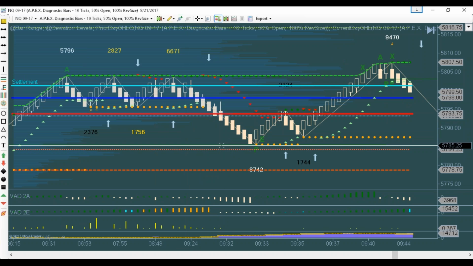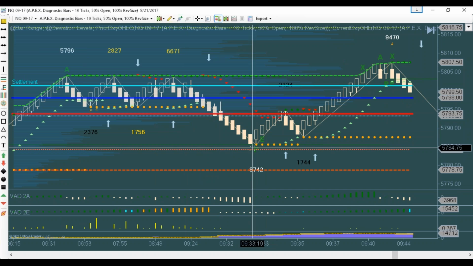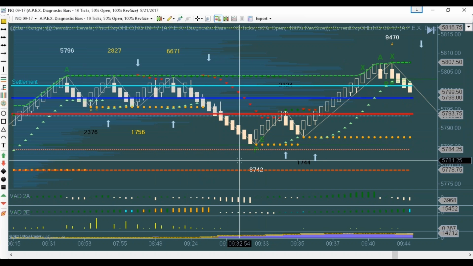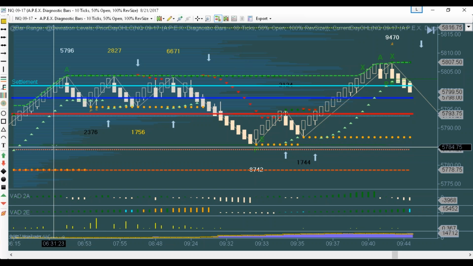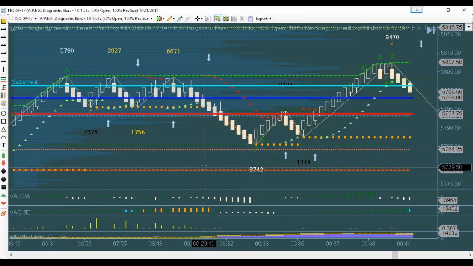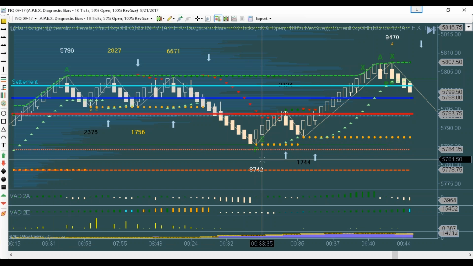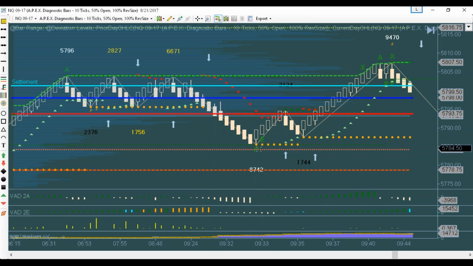Okay. See, what is this green line right here? Anybody know what that green line is? That's back over here. Power line. Yeah. Power line. Okay. That's a previous power line from an apex pattern. What's right below it? Low of the day. Okay.